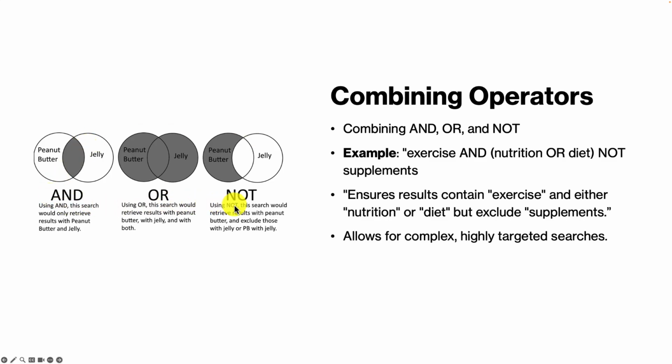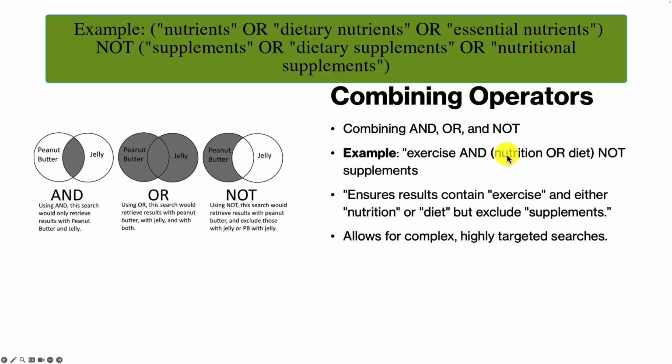So this is where it gets a little more complicated, and this is where you have to practice. If I wanted to combine all of these, I'm looking for something very specific. Then I can say exercise AND nutrition OR diet, but then I want to exclude supplements, right? I'm looking for anything focused on exercise and nutrition or diet, because nutrition and diet are synonymous. We could use both of them. But within this search, I don't want anything with supplements. Or I could say exercise and burnout with athletes, exclude amateur athletes, right?